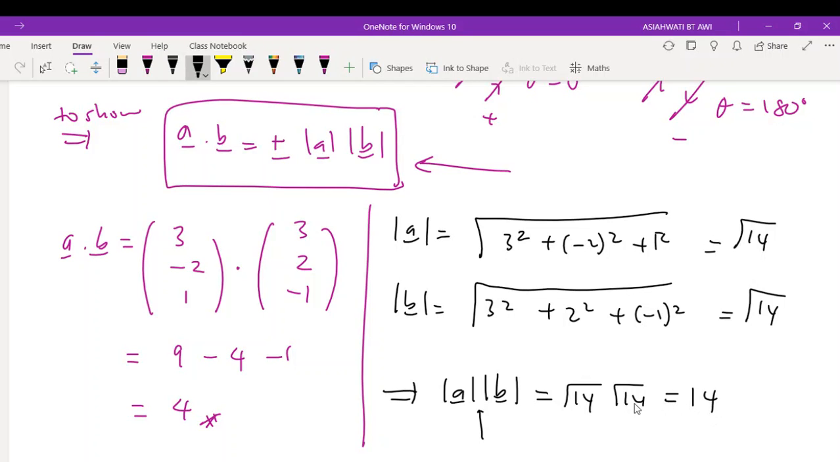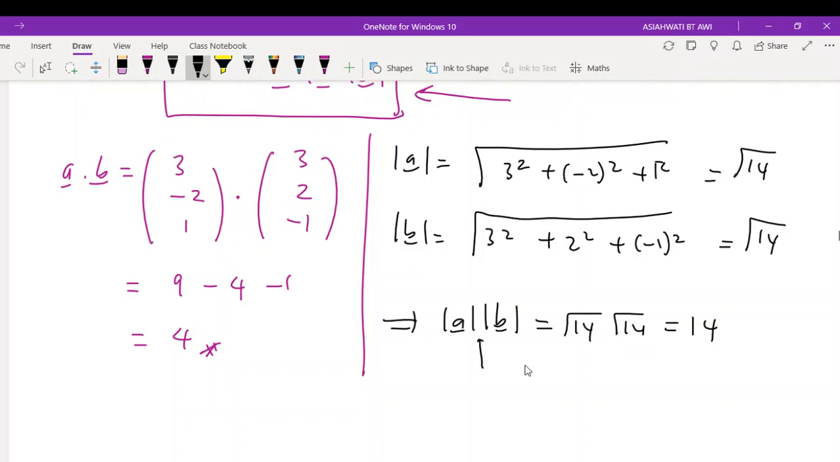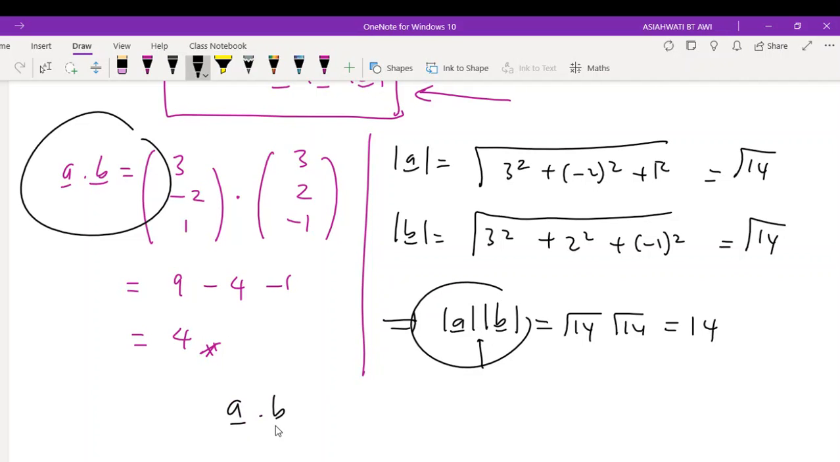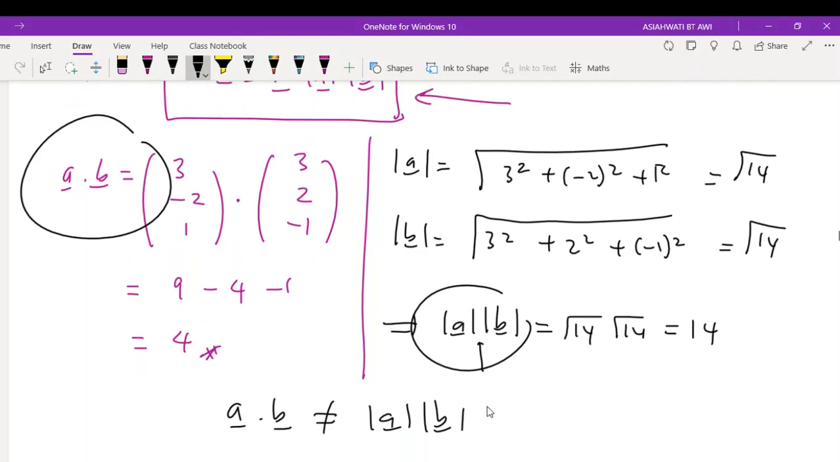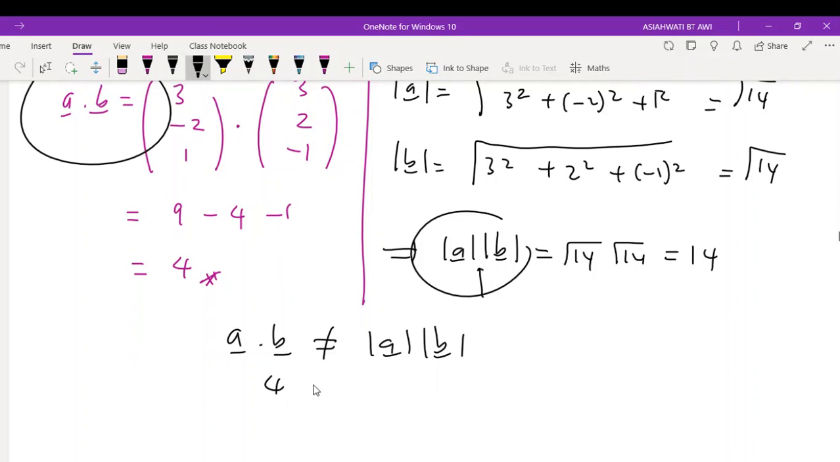So the value of A dot B is not equal to this value. The value of A dot B is 4. It's not equal to this value, modulus A times modulus B. We can say that 4 is not equal to 14. Therefore, the two vectors are not parallel. Or vector A is not parallel to vector B.